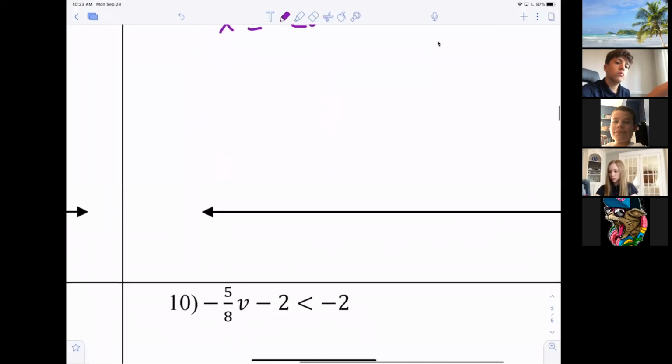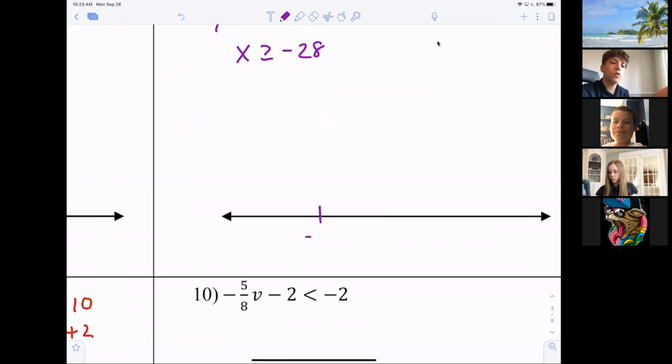So here we go. We're marking negative 28, greater than or equal to, solid or open? Solid. Going in which direction? To the right.